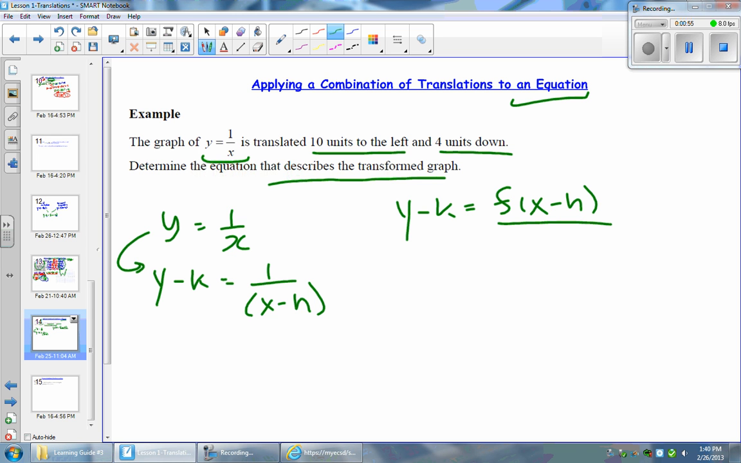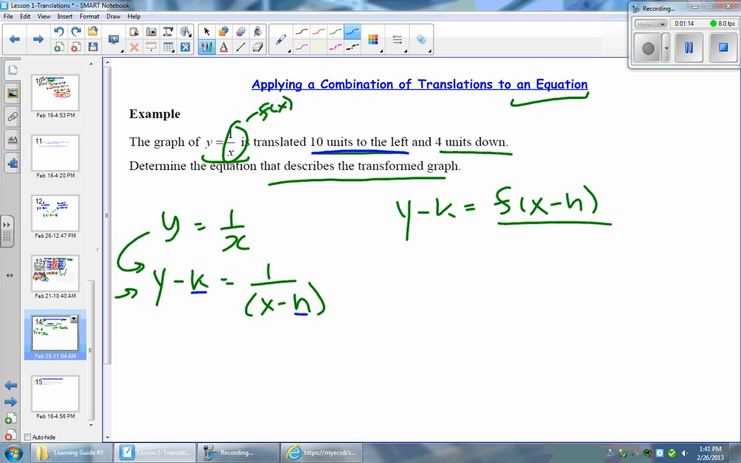Remember, f can represent any type of function. In this case, our function is 1 over x. So here is the transformed function, but we need to determine what the values of k and h are that create this transformed graph. Let's go through our information here.